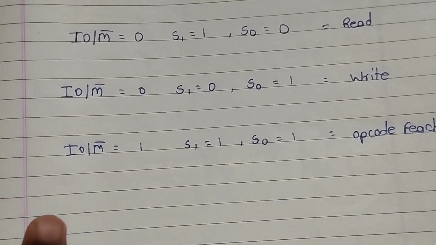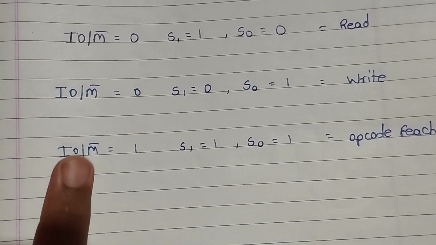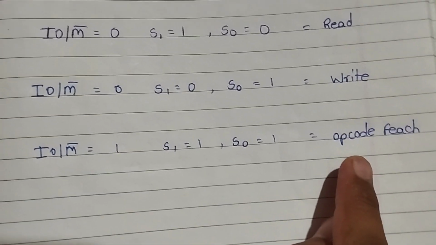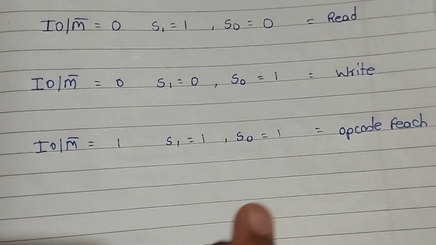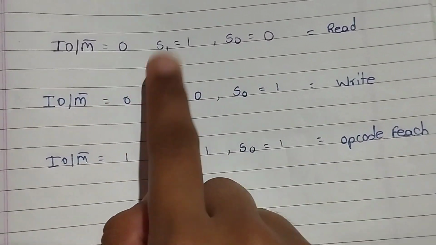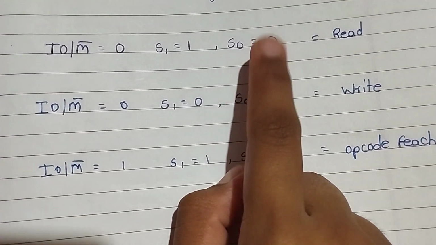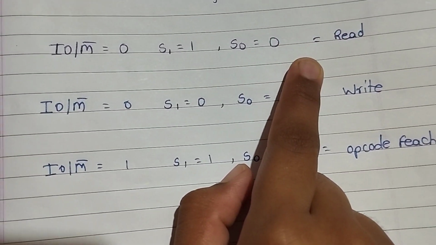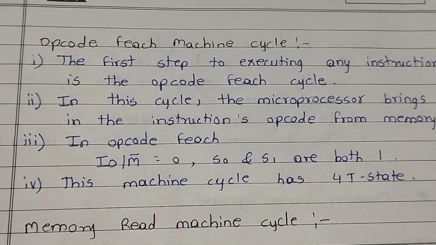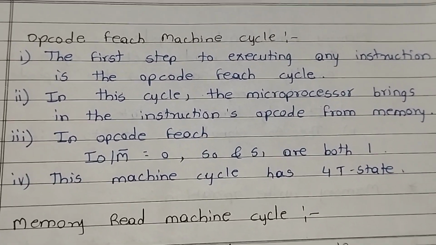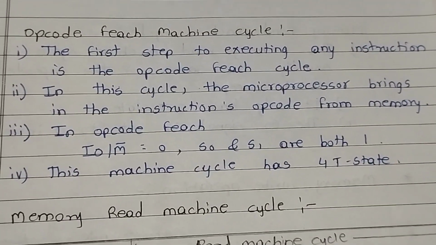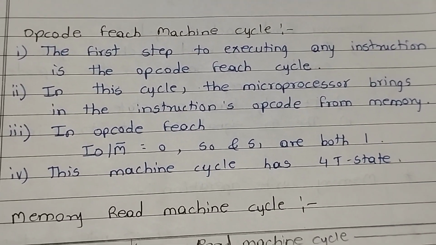But first we see the difference between the IO/M bar signals, the difference between the read, write and opcode fetch signals. First, IO/M bar is equal to 0, S1 is equal to 1, and S0 is equal to 0. That time only is the read machine cycle. So first, the opcode fetch machine cycle. The first step to execute any instruction is the opcode fetch cycle. In this cycle, the microprocessor brings in the instruction opcode from memory.